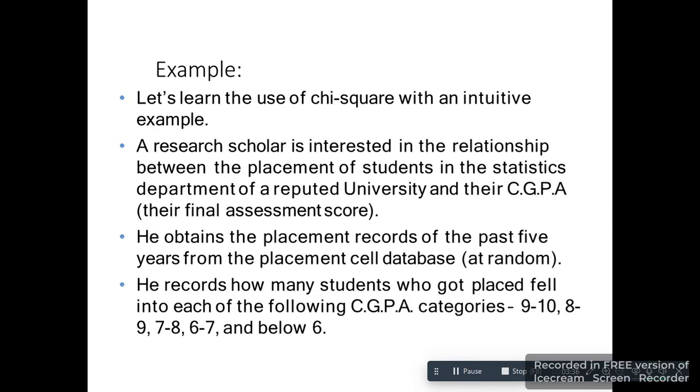Next, we will see one example of it. Let's learn the use of chi-square with an intuitive example. Okay, so a research scholar is interested in the relationship between the placement of students in a statistics department of a reputed university and their CGPA. This example shows the relationship between the CGPA and the placement of that particular student.